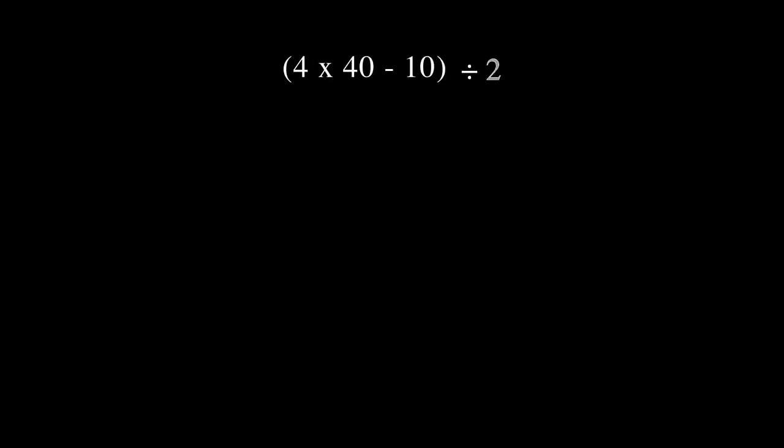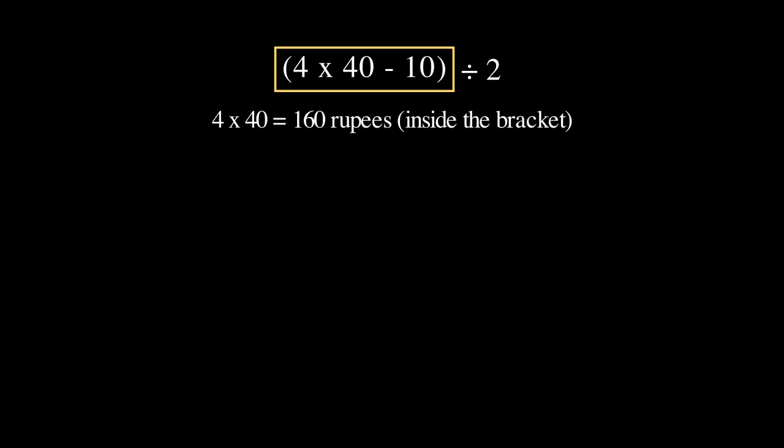Let's test this same thinking on a restaurant bill. 4 friends share a meal costing 40 rupees per plate, and the total is split by 2, after a 10 rupee group discount is taken off first inside brackets. Since the discount and the meal cost are both written inside the brackets, we finish everything inside there first.